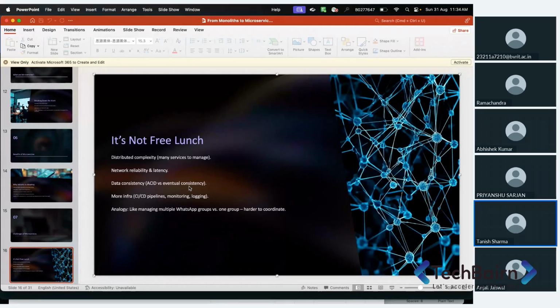So data consistency is required between the different transactions, and eventual consistency would be okay. My system at this particular time would not be consistent, but it will be consistent after some time. So these are some of the barriers when we are making more reliable microservices.